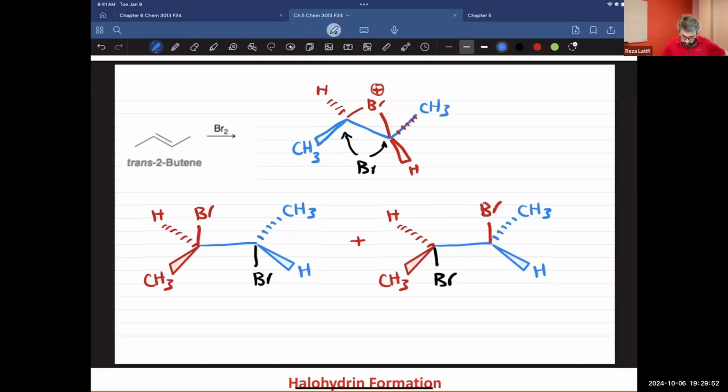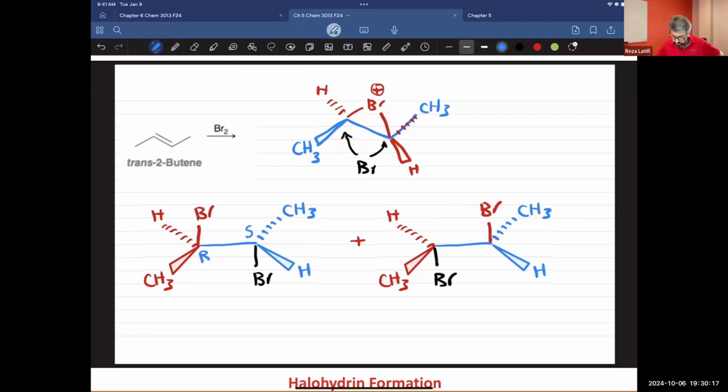This one is going to be 1, 2, 3. So that's going to be 1, 2, 3. This is going to be R. And how about here? This is 1, 2, 3. If we go R, because hydrogen is facing toward us, it will be S. Let's double check it. So this is going to be, yes, S configuration.